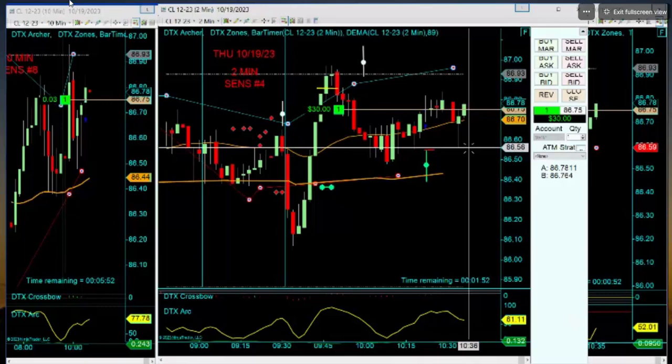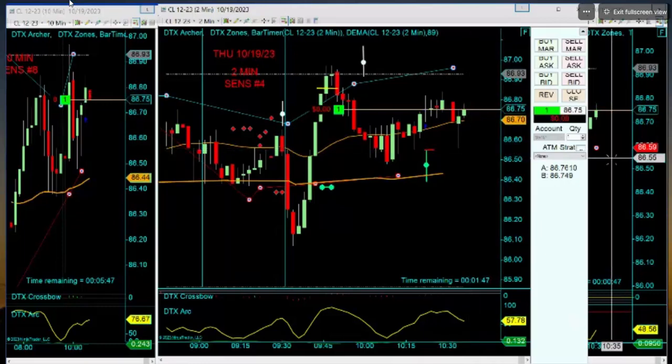okay, still in this trade. It's been a bit of a lengthy trade. Some trades last a long time. Some don't, they last just a few seconds. Others last many minutes, like in this case right here.